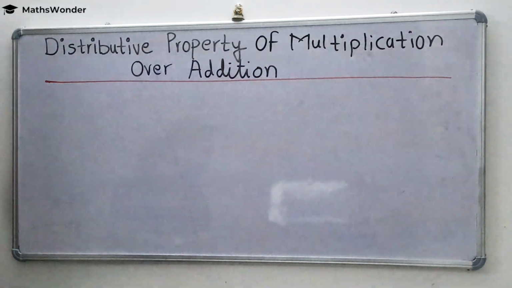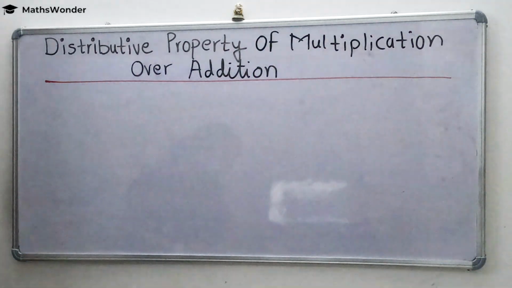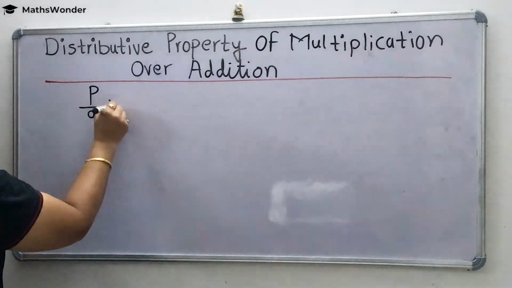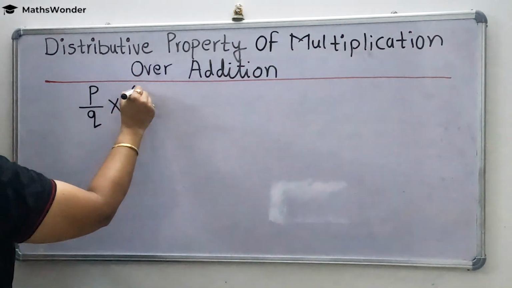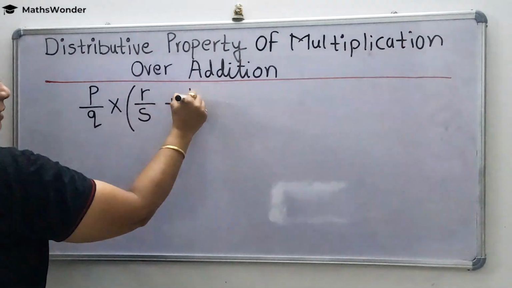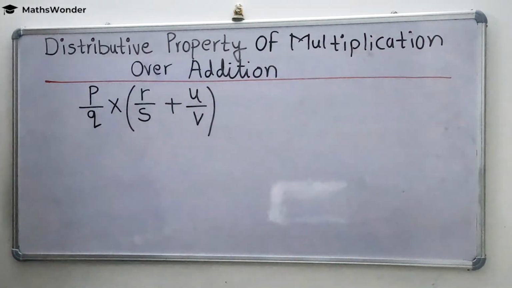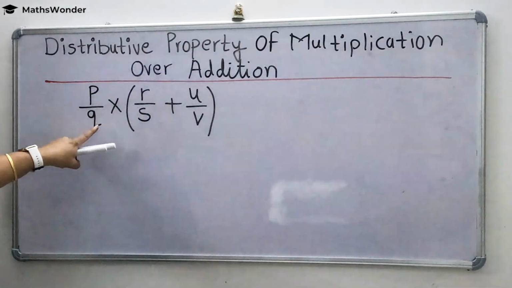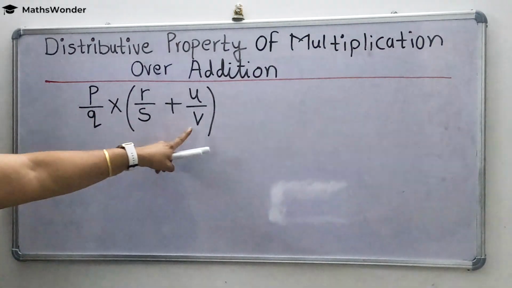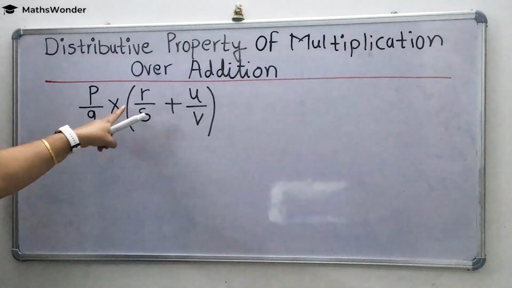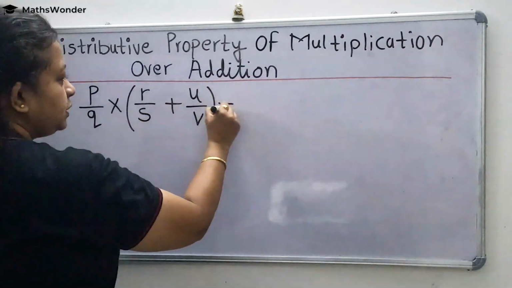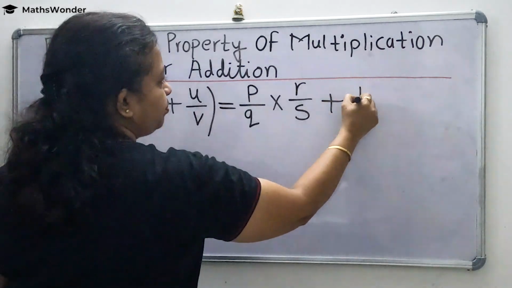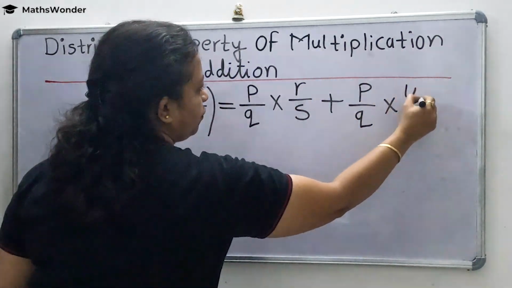Now write down the format of the distributive property. The format is P over Q times (R over S plus U over V). This is why we call it multiplication over addition, because P over Q we will distribute with this and this. So it is P over Q times R over S plus P over Q times U over V.